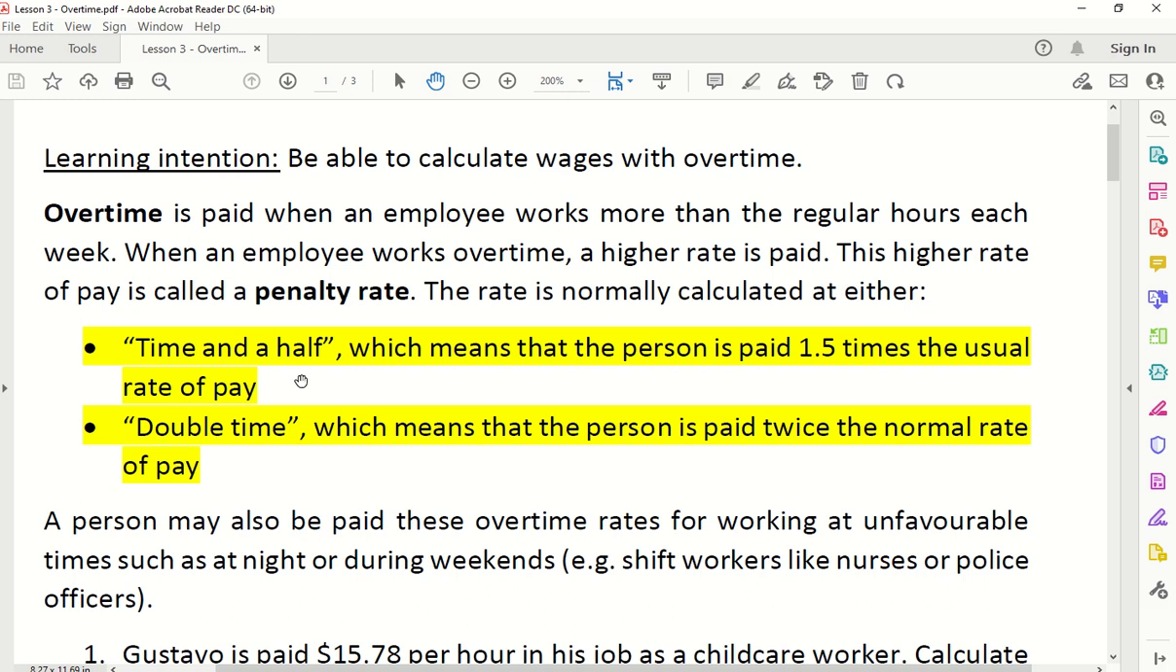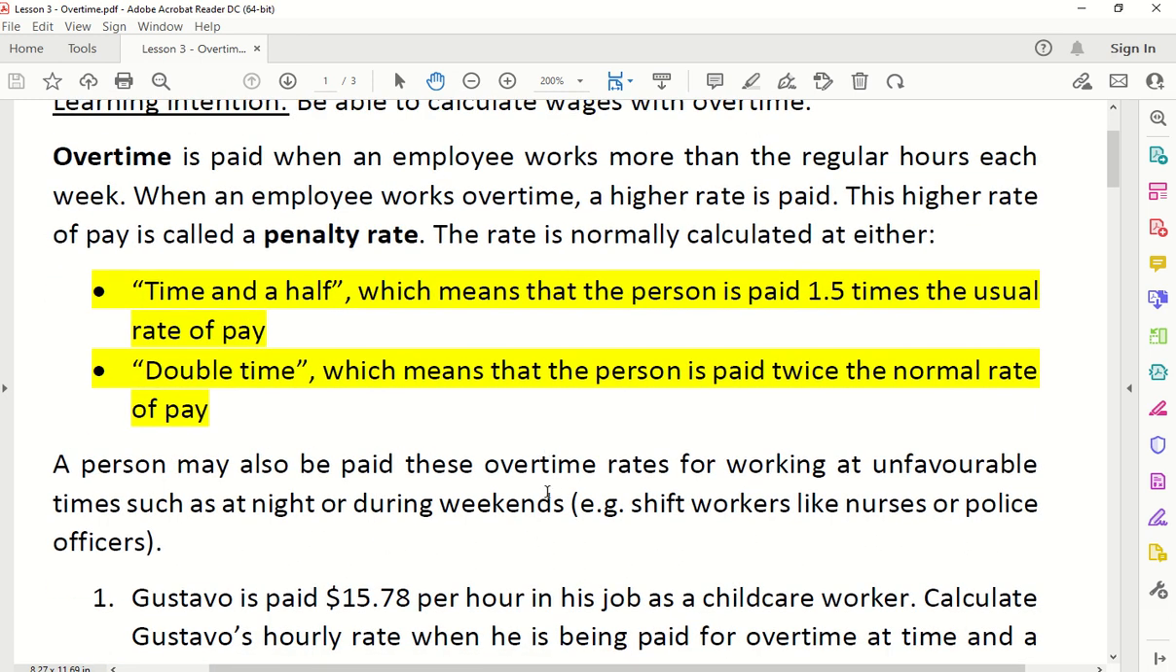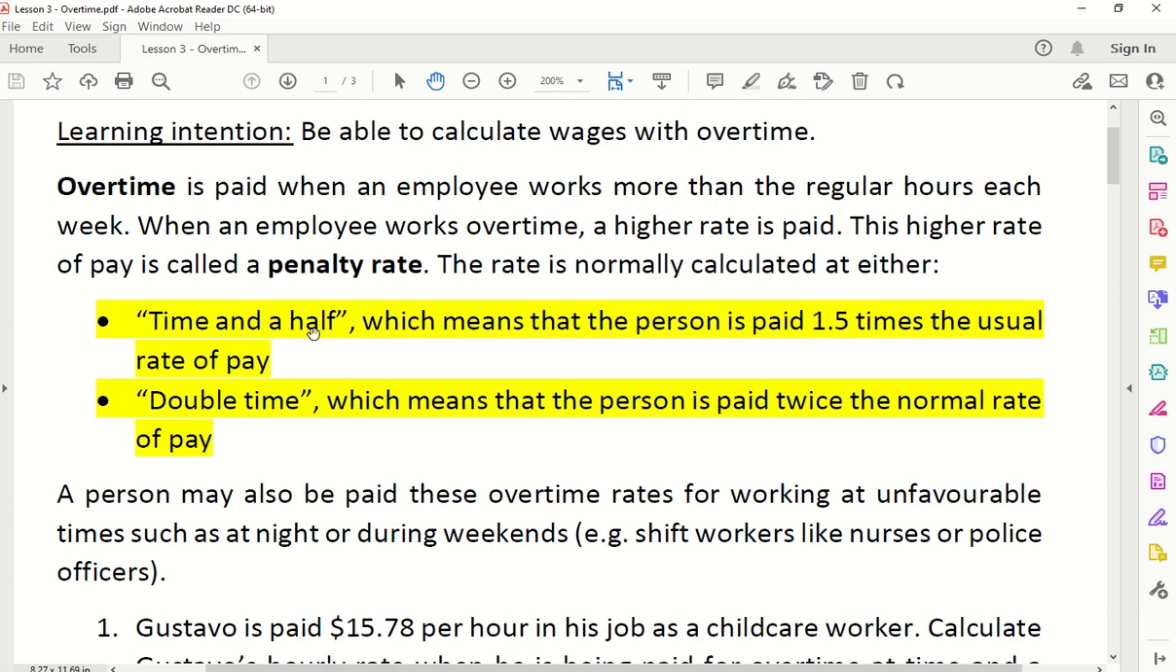Before I get into types of penalty rates, they are usually given to people who are shift workers, like nurses or police officers, or if you work on a public holiday. Many of you are probably familiar with penalty rates if you have a part-time job already. Usually penalty rates are one of the following.